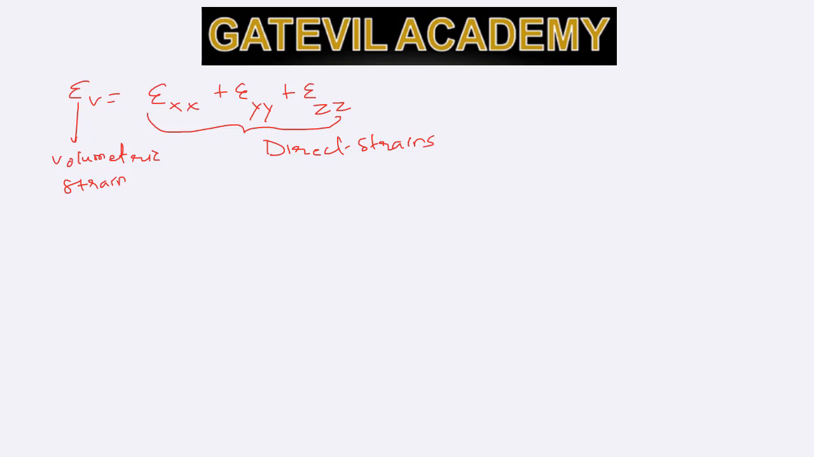So this expression says if you want to calculate volumetric strain, you can simply add up the direct strains in three perpendicular directions x, y, z respectively. If you have any doubt regarding what volumetric strain is and what direct strain is, you can refer to our previous video on stresses and strains.